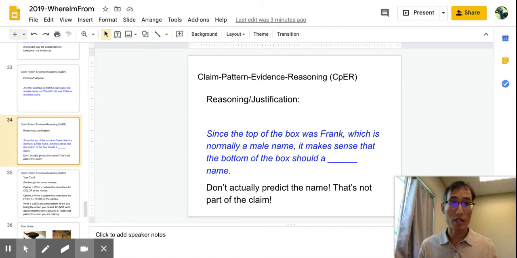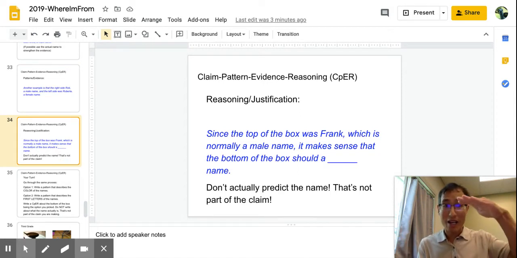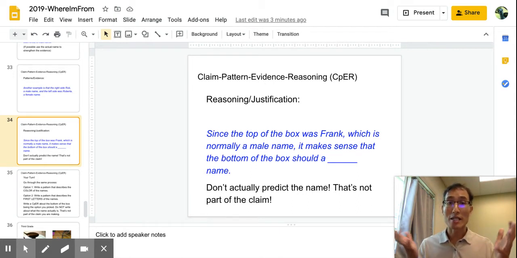Then we get to our reasoning. What tells us the bottom is going to be this? I saw that the top was this. So since the top of the box had Frank, which is normally a male name, then it makes sense that the bottom should be a female's name. Don't predict the name, just stick with your claim. Don't go extra beyond that. I don't want you to stick in extra things because that's going to clutter it up and make it even harder to write.